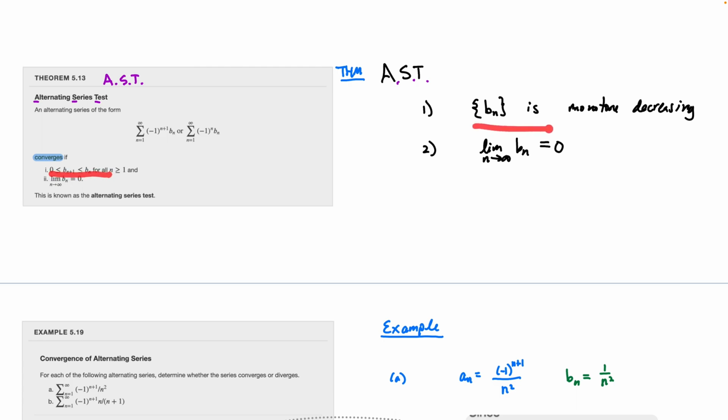The first condition says that the sequence of non-negative Bn's needs to be monotone decreasing. That's the first condition. The second condition is that this sequence of monotone decreasing terms needs to limit to 0. If you have both of these true in any alternating series, then it will converge.